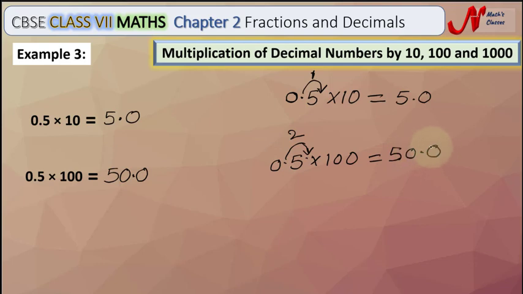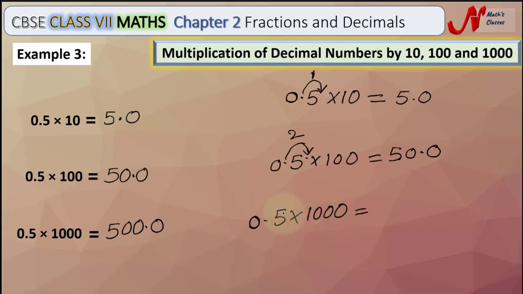Next we multiply 0.5 with 1000, so we can write it as 500, because when we multiply 0.5 with 1000, here in 1000 we have three zeros, so we shift three places to the right. Here there is only one digit, so we add another two zeros to get the result.